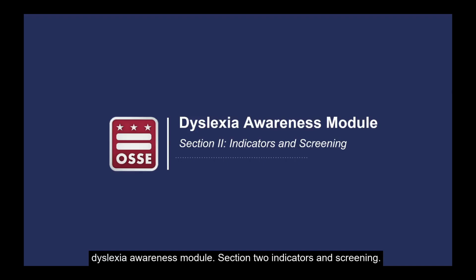Dyslexia Awareness Module, Section 2, Indicators and Screening. Section 2 of the Dyslexia Awareness Module focuses on screening for dyslexia from early childhood through elementary grades.